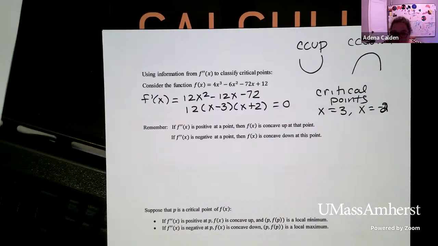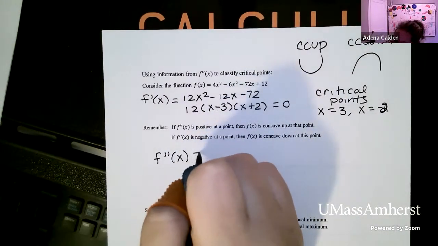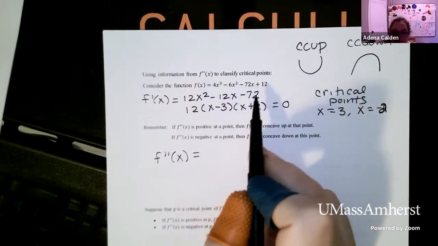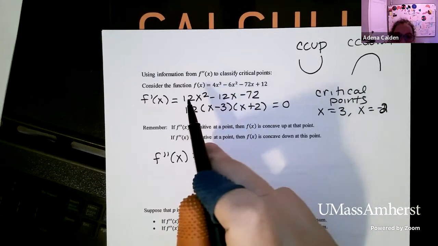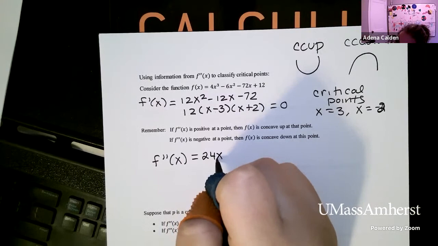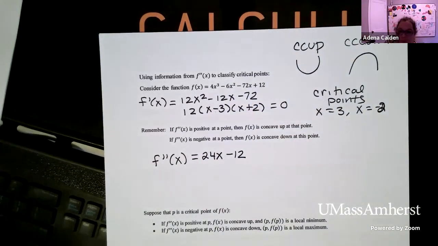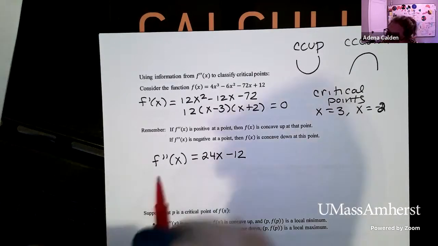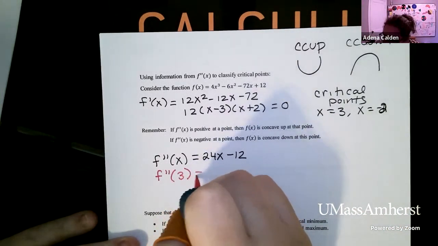So what we're going to do is start by finding the second derivative of our function. And we want to take the unfactored version to find the second derivative so that you don't have to do product rules when you don't need to. So here the 2 will come down to multiply the 12. We get 24x. The derivative of 12x is 12, and the derivative of 72 is 0. So the way the second derivative test works is that we are going to plug in our critical points. So we start by plugging in, we'll do the 3 first. It does not matter which order you do this.